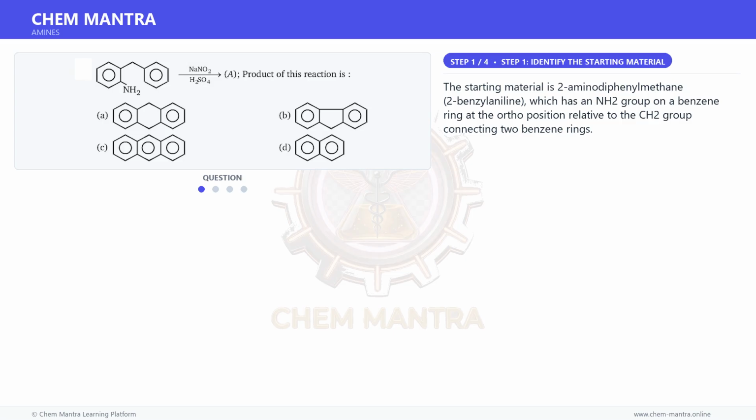The starting material is 2-aminodiphenylmethane, 2-benzylaniline, which has an NH2 group on a benzene ring at the ortho position relative to the CH2 group connecting to benzene rings.